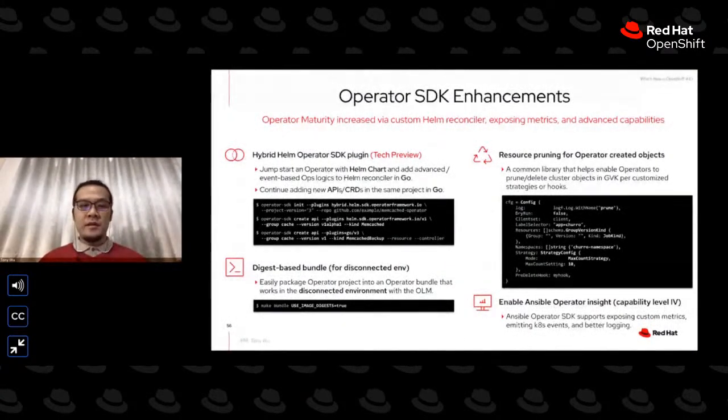Number 3, for an operator to run in a restricted network, it needs to list all the related images to perform its functions, and all those container images need to be referenced by a digest rather than a tag. So the updated make bundle command is here to help more easily package the operator project for running successfully in the disconnected environment.